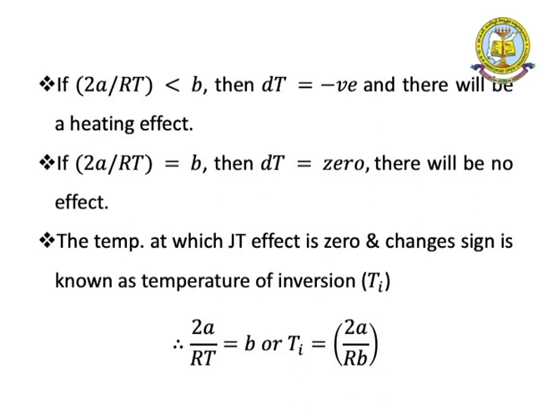Therefore, you know pretty well that if 2a by RT equals b, then Ti equals 2a by Rb. So, that is the inversion temperature formula, which gives you 2a by Rb.